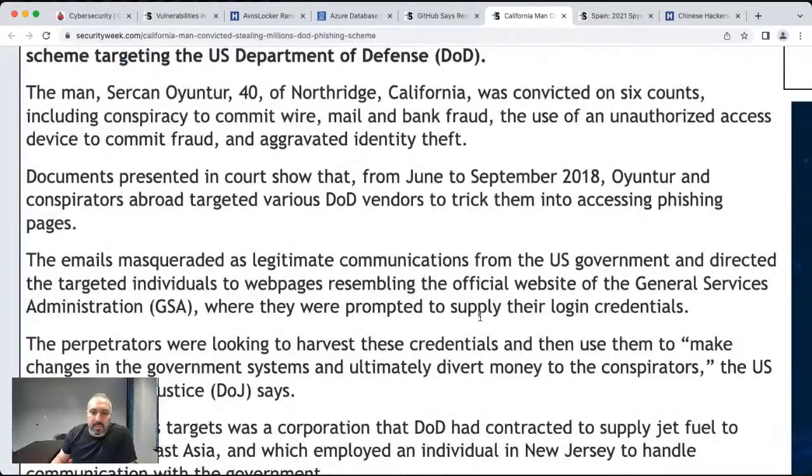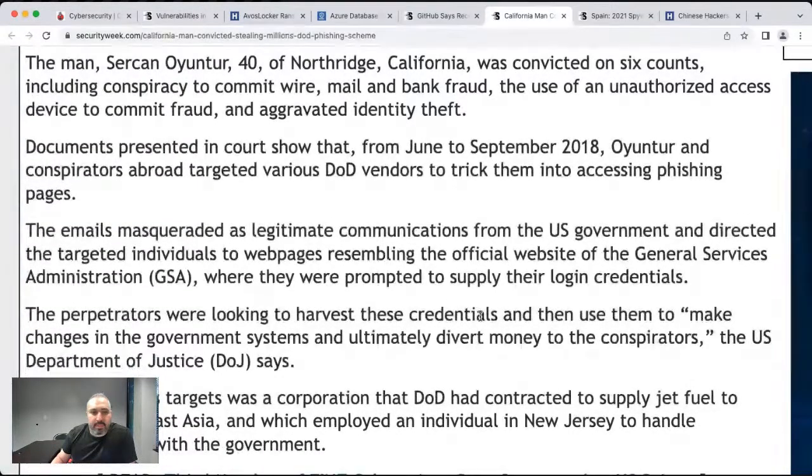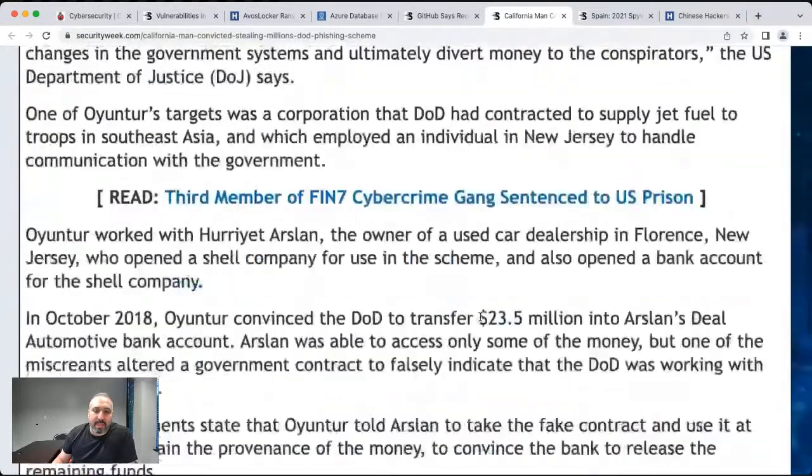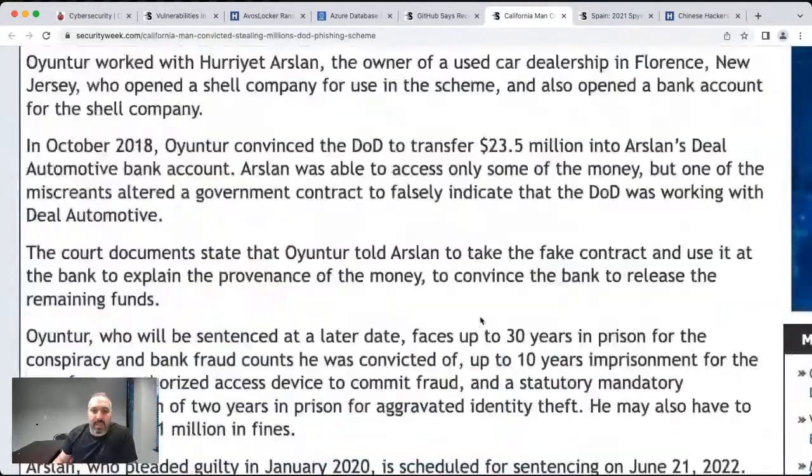Court documents show that from June to September of 2018, Oğantur and conspirators abroad targeted various DoD vendors to trick them into accessing phishing pages. They then changed banking account information and diverted $23.5 million to a false bank account. DoD paid it. He faces up to 30 years in prison.